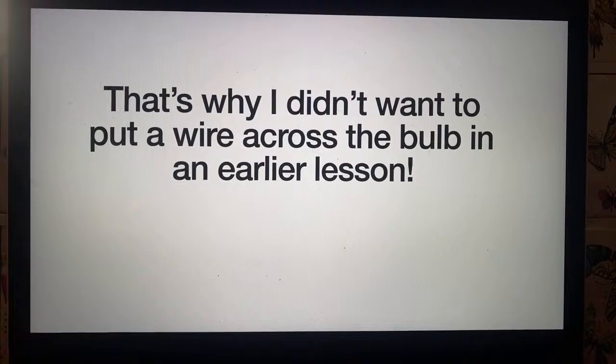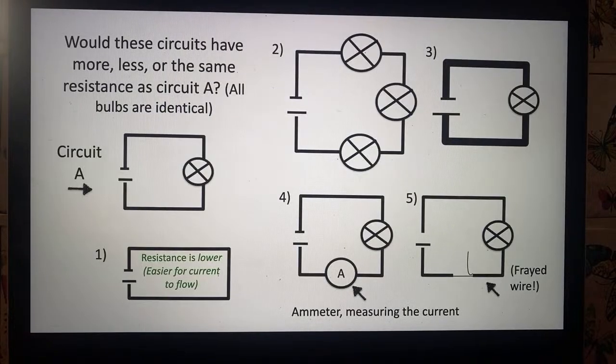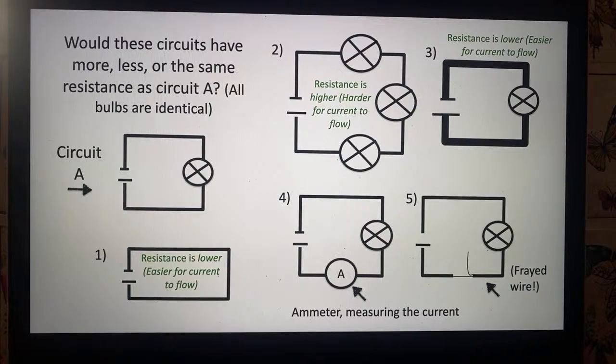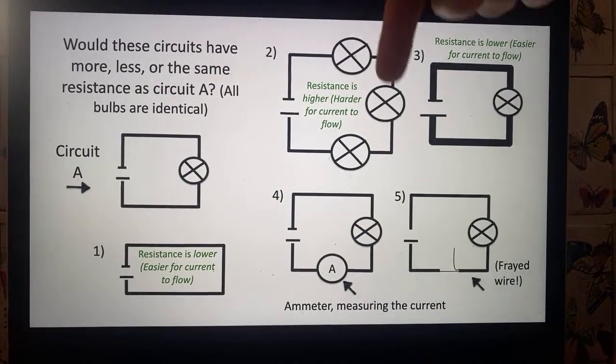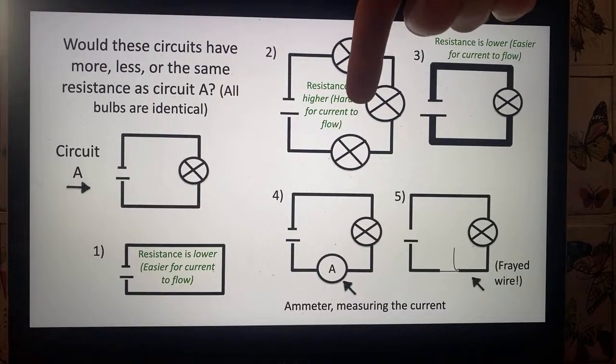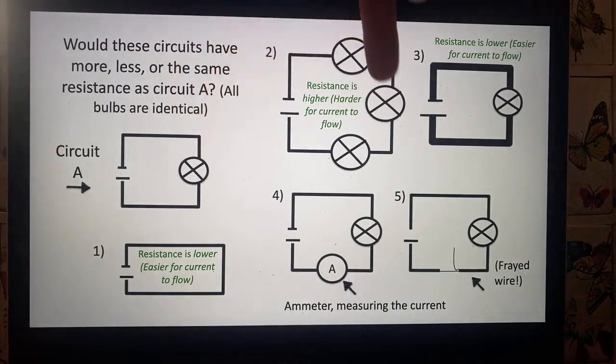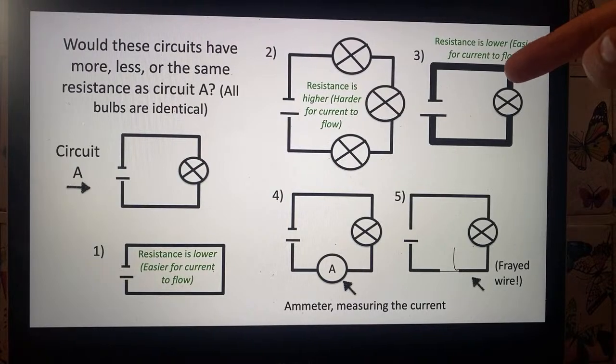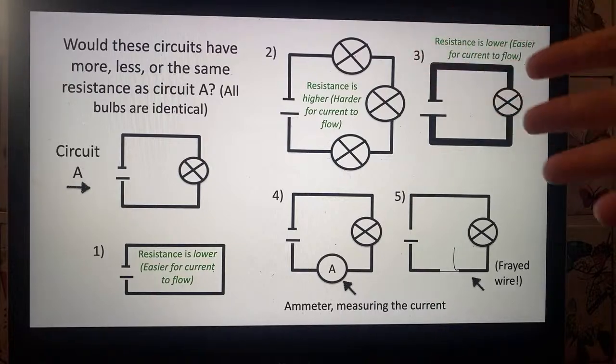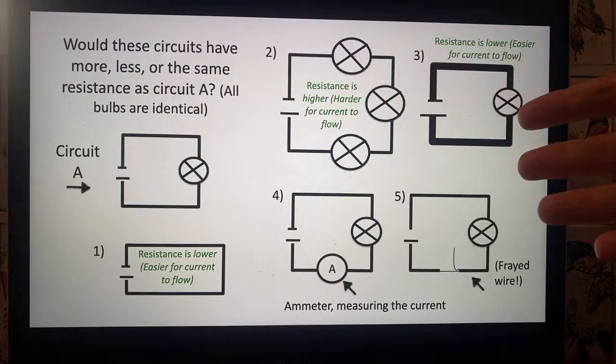Number 2, the resistance would be higher. It's much harder for current to flow. We could put a number on that, can't we? It would be 3 times harder for the current to flow than in circuit A, because you've got 3 bulbs instead of 1. Number 3, it's easier for the current to flow because this wire is much thicker. So the bigger the cross-sectional area, the easier it is for current to flow.